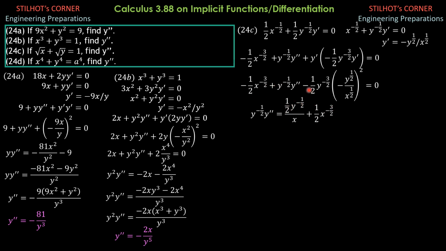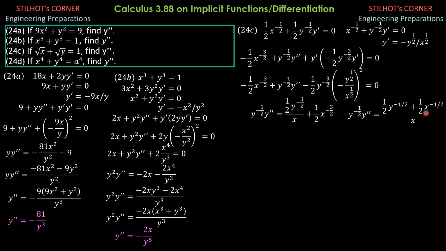So let me explain this first. After we transpose, that's positive 1/2. And the numerator is y to the negative 3/2 times y to the 1, which is y to the negative 1/2. And the denominator is simply x, since x to the 1/2 squared is x. So you have x here. Then we transpose this to the right, so that's why it becomes 1/2 x to the negative 3/2. So y to the negative 1/2 y double prime equals 1/2 y to the negative 1/2 plus 1/2 x to the negative 3/2 all over x.